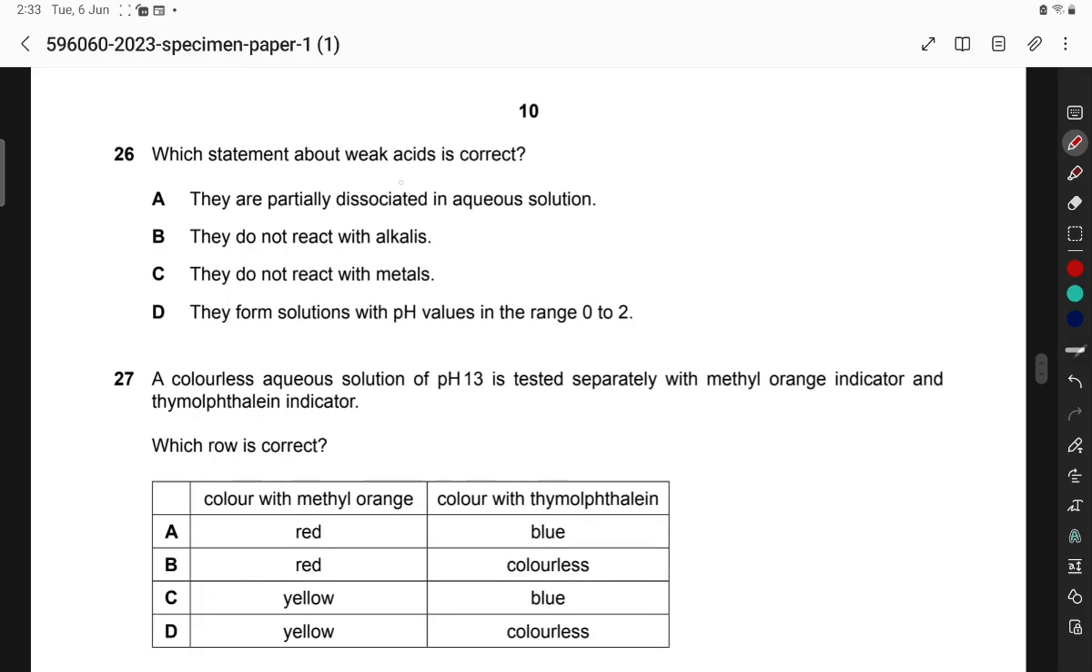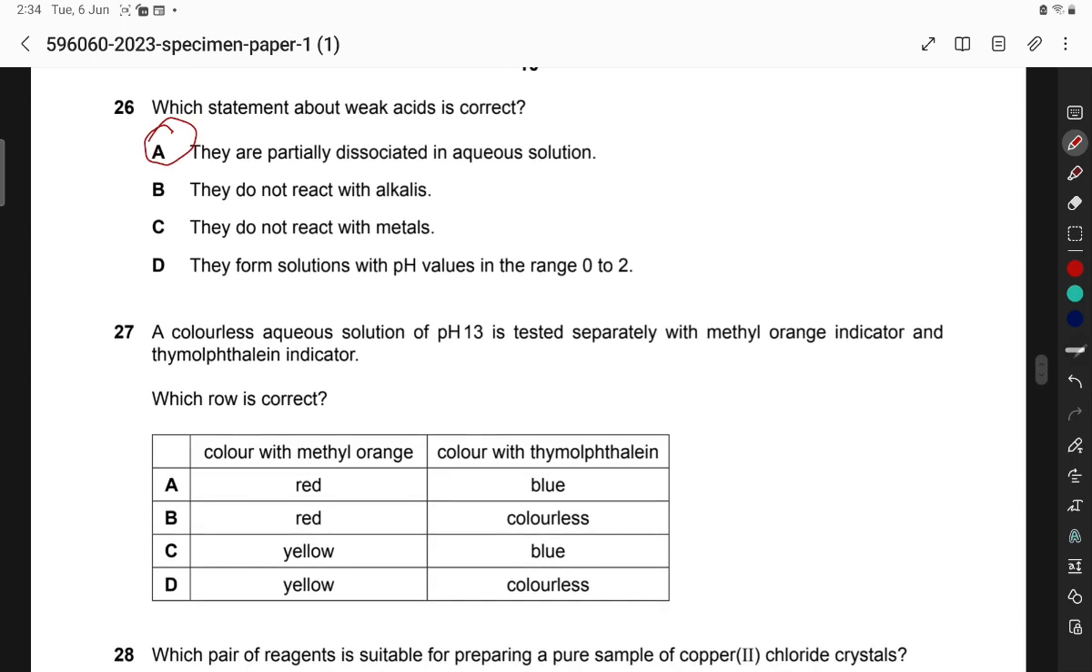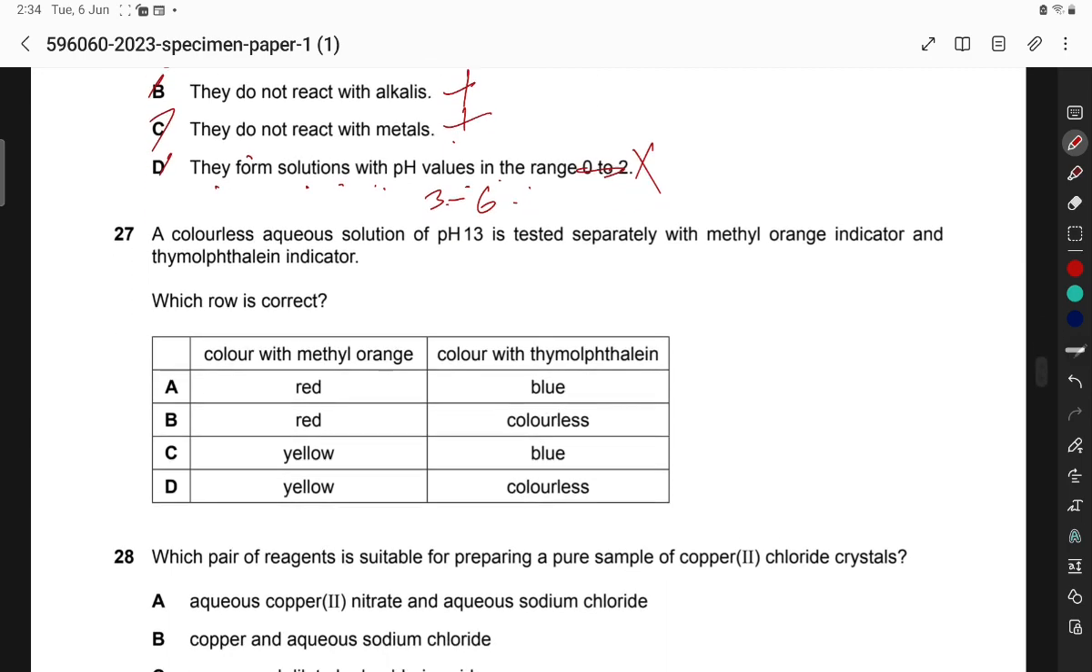Question number 26. Which statement about weak acid is correct? They are partially dissociated in aqueous solution. Yes, this is correct. They do not react with alkalis. They react with alkalis. They do not react with metal. They do. They form solution with pH values in the range of 0 to 2. This is incorrect. So they have 3 to 6. pH value range is 3 to 6. This is incorrect. A option is correct.